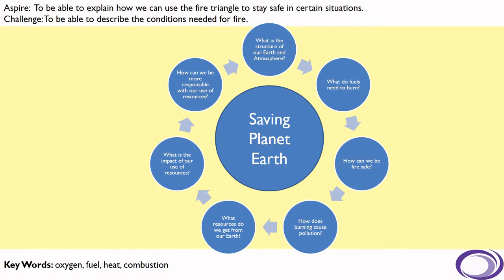This lesson is a part of our Saving Planet Earth topic. We have previously looked at the structure of the Earth and the components of the atmosphere, and then we've moved on to what do fuels need to burn. This lesson we will start to look at how we can be more fire safe.